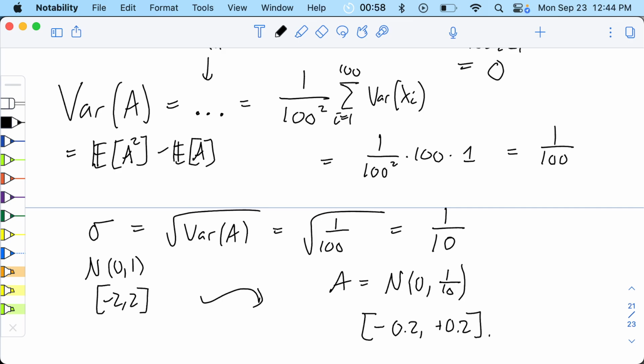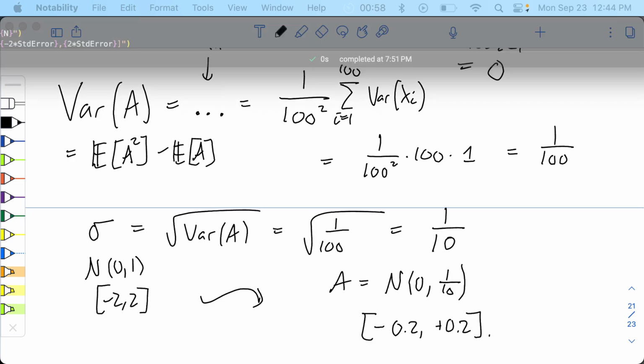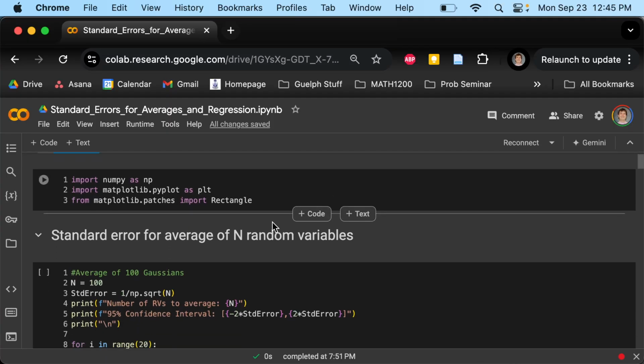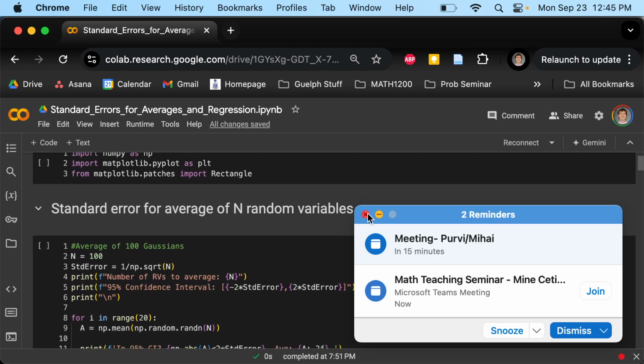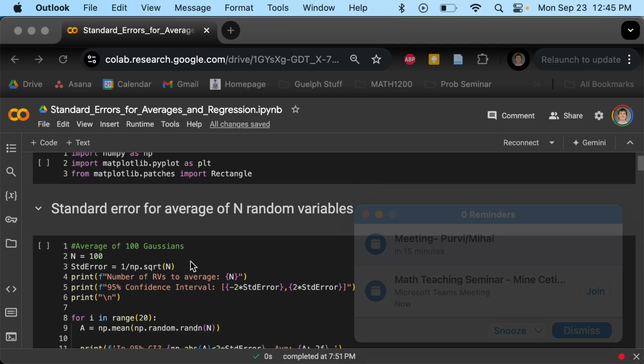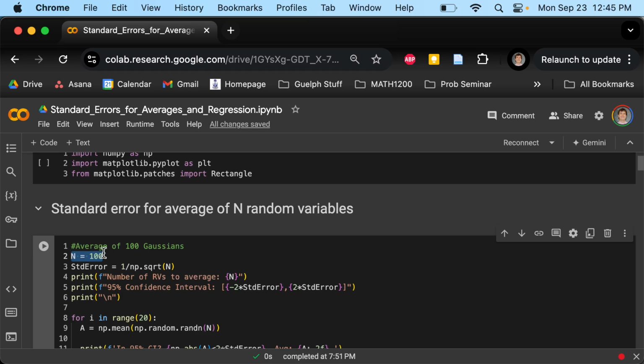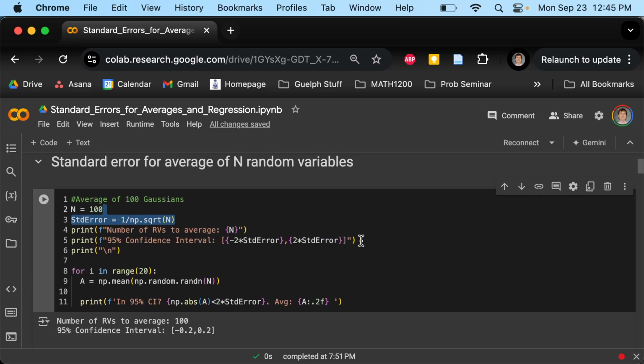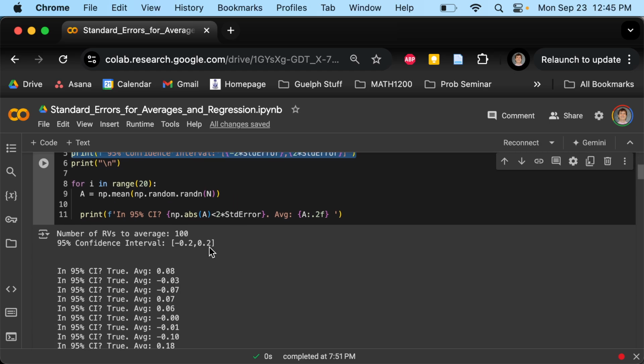So I made this little experiment notebook over here with the most basic experiments you can do with this stuff. Here's what I did. I have 100 Gaussians. The standard error, that's exactly what I calculated. Look, I'm using 1 over the square root. That's exactly what I calculated with pen and paper, and I've just coded it in the final answer. And here is the confidence interval and the number of things to average, and it came out to exactly minus 0.2 to 0.2.